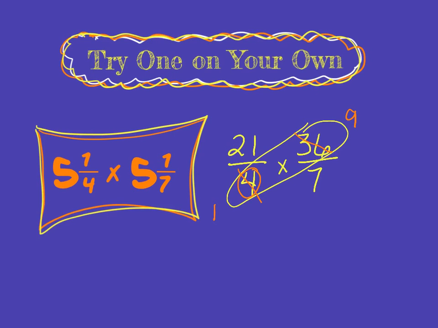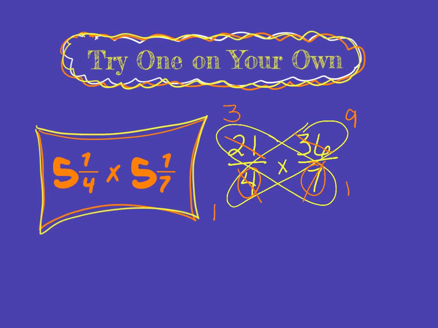Then I want to look at the other pair, 21 and 7, and I want to find a factor I can cancel out of there. The greatest common factor that those two have is 7 again. So if I divide 7 by 7, I get 1. And if I divide 21 by 7, I get 3.